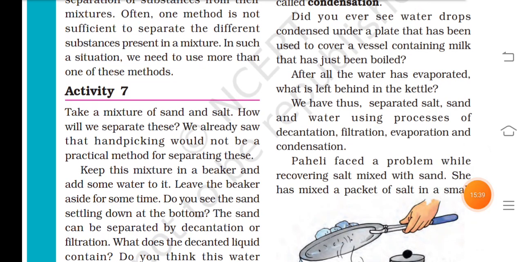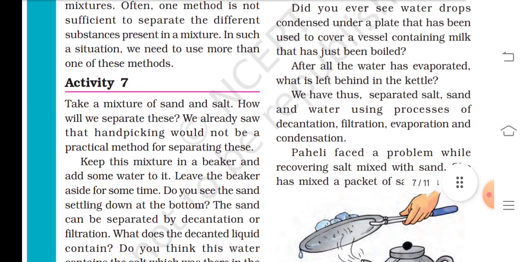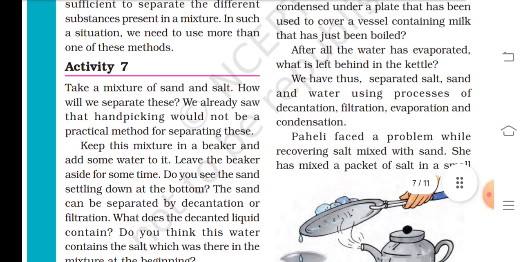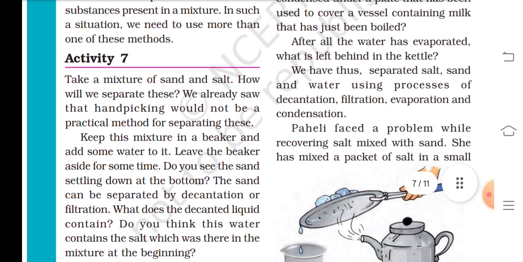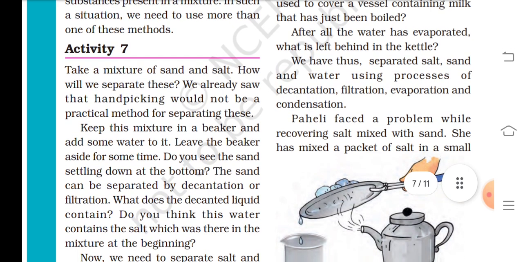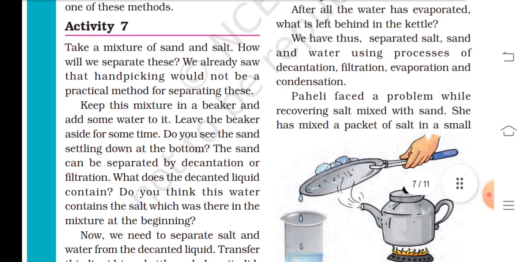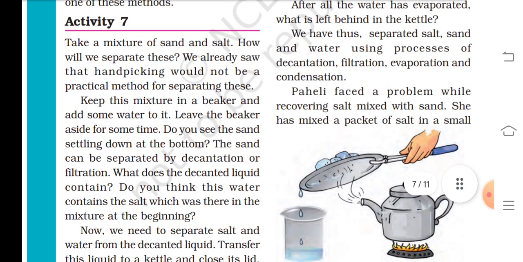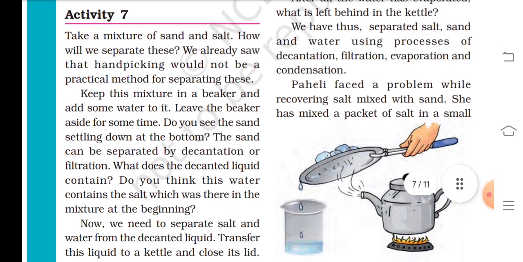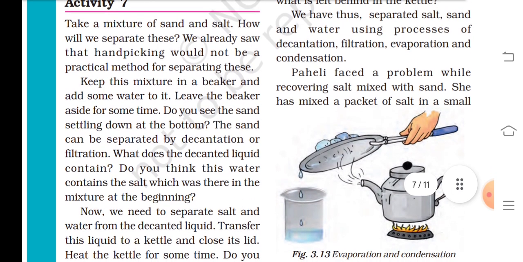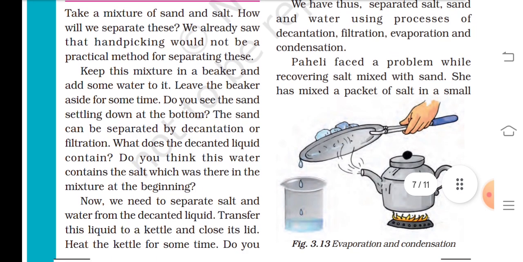Did you ever see water drops condensed under a plate that has been used to cover a vessel containing milk that has just been boiled? After all the water has evaporated, what is left behind in the kettle? We have thus separated salt, sand and water using the processes of decantation, filtration, evaporation and condensation.